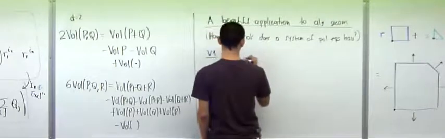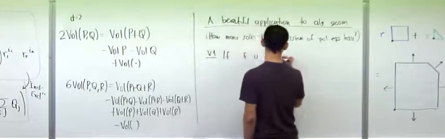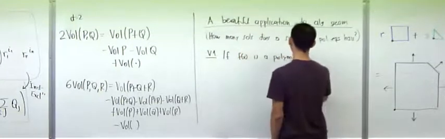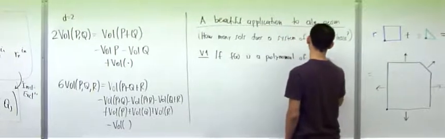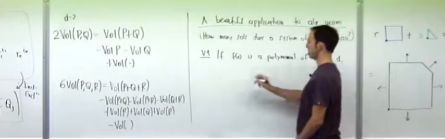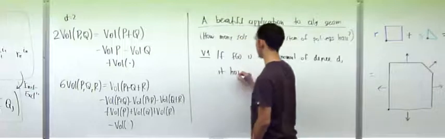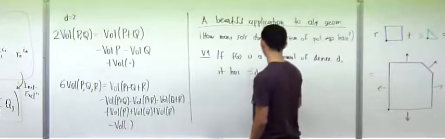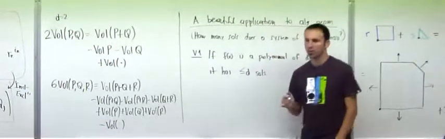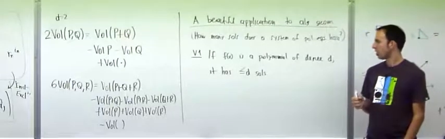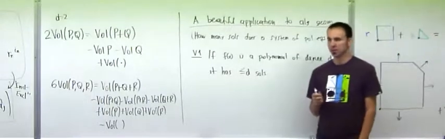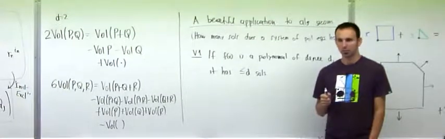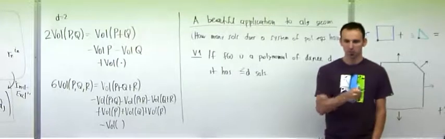If f is a polynomial, f of x is a polynomial of degree d, how many solutions does it have? It has at most d, right? It has at most d solutions. And what I want to say is that actually you have to be pretty unlucky to not have d solutions, right? Now, you realize that to say that I really want to be in the complex numbers.